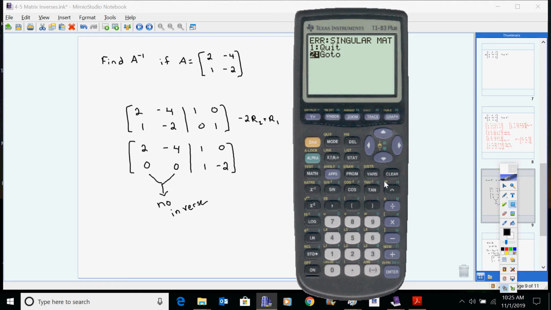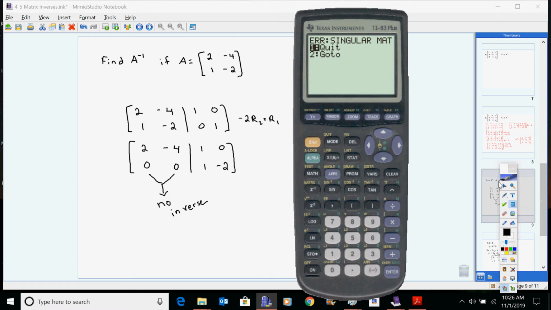We could hit quit or go to the problem right here, it's just going to go to that error. We try it again, and it's still an error. So that error tells us that there is no inverse to that particular matrix. Okay, so some matrices have inverses, some do not. And the point to a matrix is when you multiply a matrix times its inverse, you get the identity matrix.